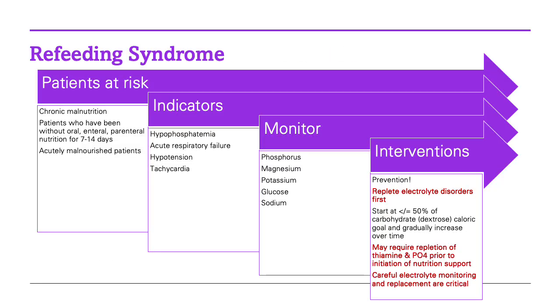Now we're going to start talking about refeeding syndrome. Patients at risk are those that have chronic malnutrition, or patients who have been without oral, enteral, or parenteral nutrition for anywhere from 7 to 14 days, and then your acutely malnourished patients as well. The hallmark indicators are hypophosphatemia, hypokalemia, hypomagnesemia, and then acute respiratory failure, hypotension, and tachycardia are also indicators. So we want to make sure we're monitoring serum phosphorus, magnesium, potassium, glucose, and sodium.